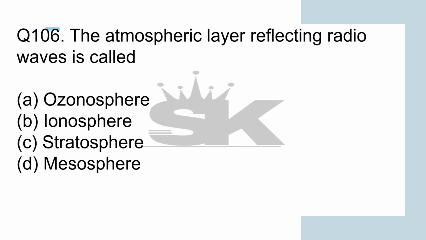The atmospheric layer reflecting waves is called, the answer is ionosphere. In radio communication, skywave or skip refers to the propagation of radio waves reflected or refracted back towards Earth from the ionosphere, an electrically charged layer of the upper atmosphere.